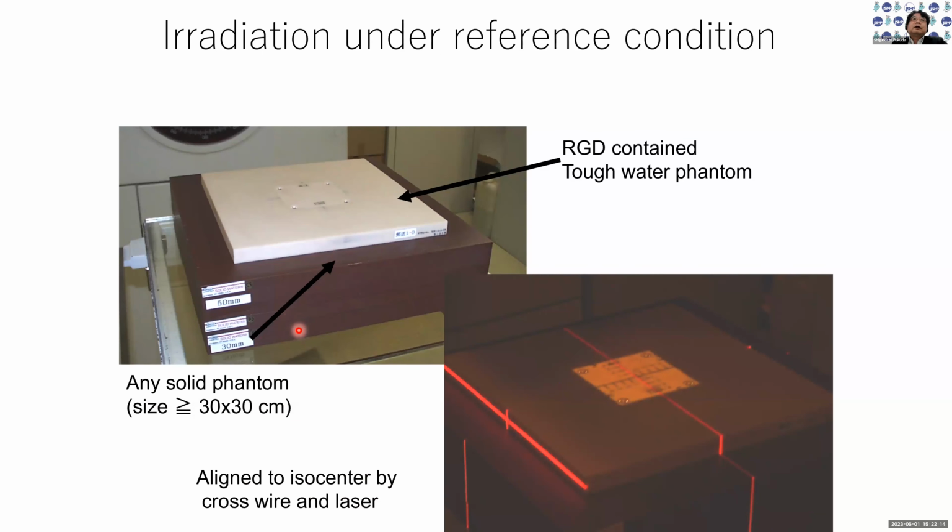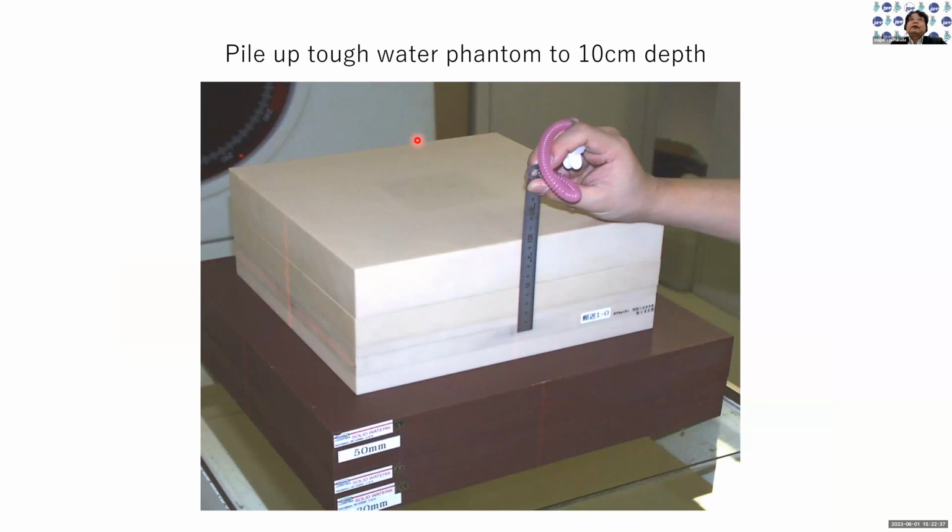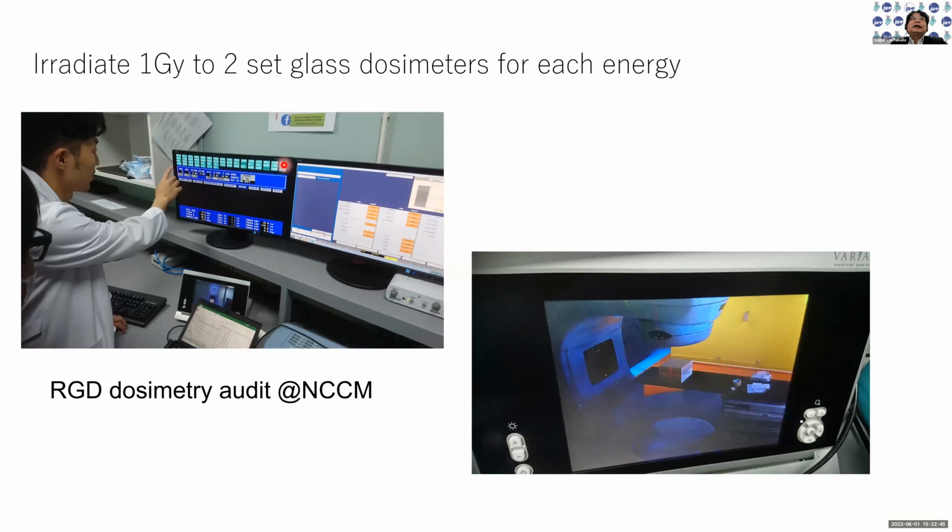Usually we use a solid RGD dosimeter, with a tap water phantom over the solid phantom to account for the backscatter effect, and align the isocenter using the crosswire and laser. We pile up tap water to 2 centimeter depth. Usually we irradiate 1 gray of X-ray to 2 glass dosimeters for each energy.